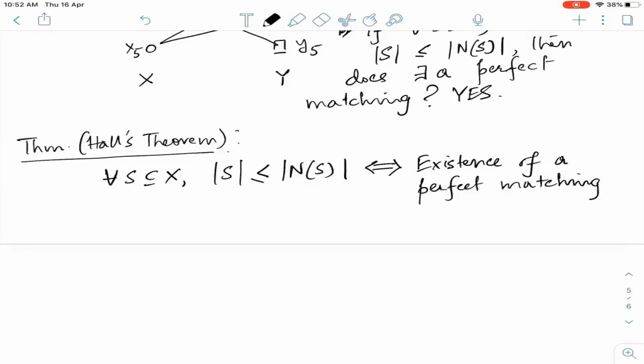Okay, everyone understands the statement of this theorem. So the point is, if you want to convince me that there does not exist a perfect matching, you just have to produce such a set. And these sets are also known as Hall sets. So sets with |S| greater than |N(S)| are called Hall sets.